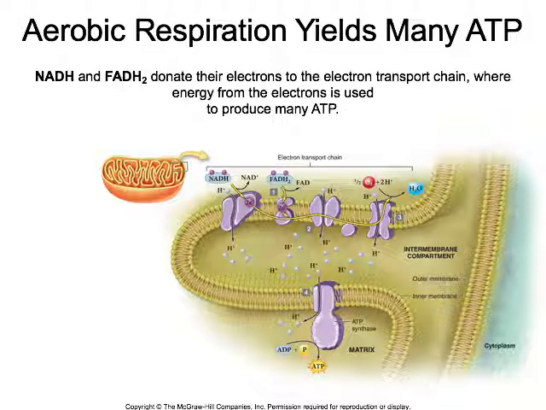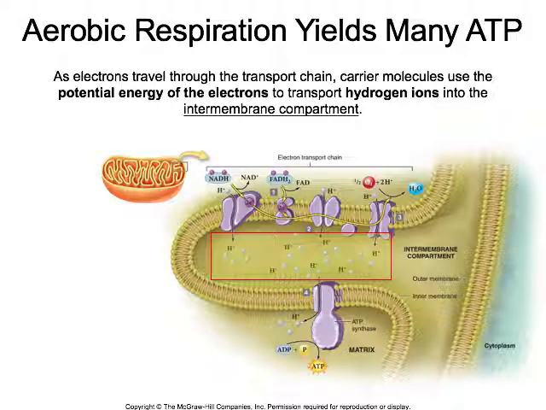Let's take a look at this step by step. So NADH and FADH2 donate their electrons to the electron transport chain, where energy from the electrons is used to produce lots of ATP. As electrons travel through the transport chain, carrier molecules use the potential energy of the electrons to transport hydrogen ions into the intermembrane compartment. Sound familiar? This is the exact same process that occurred during the light reactions of photosynthesis.